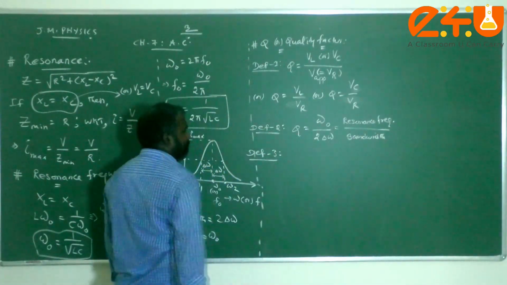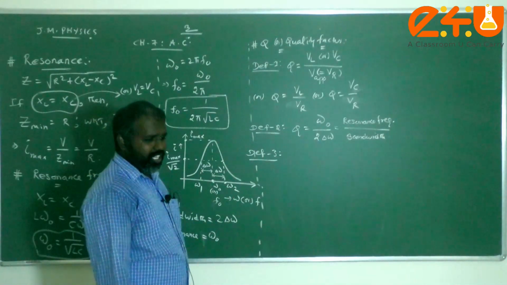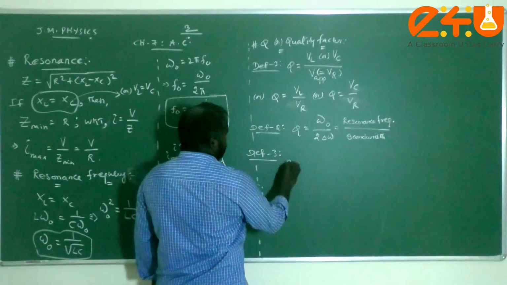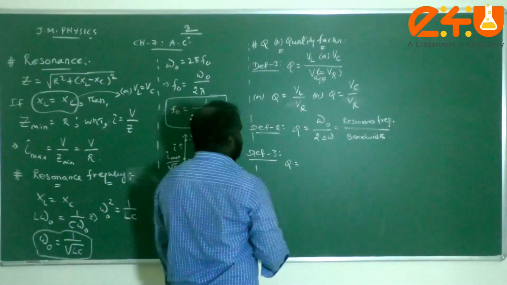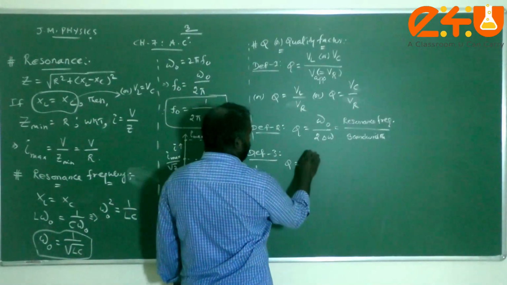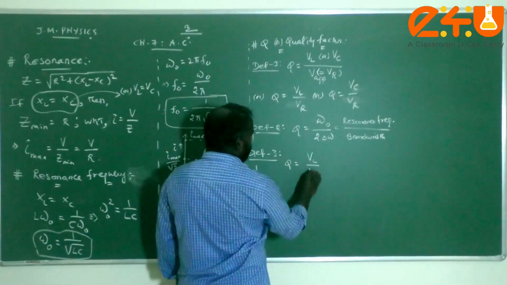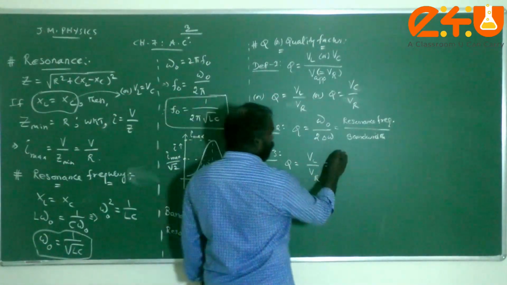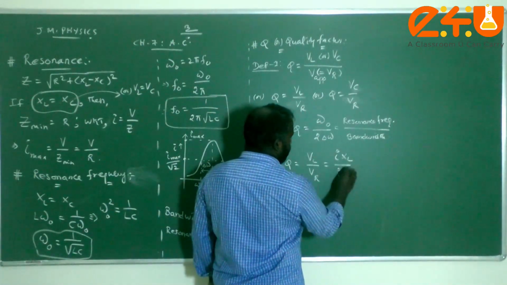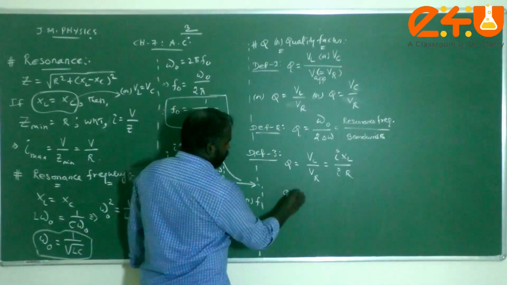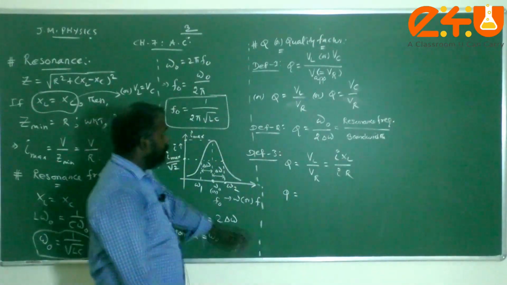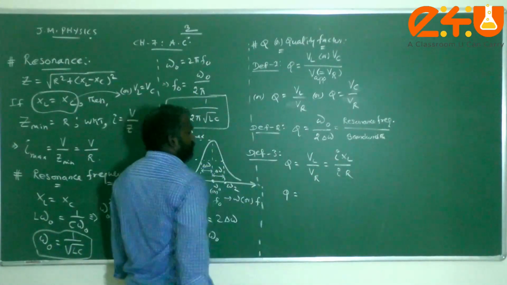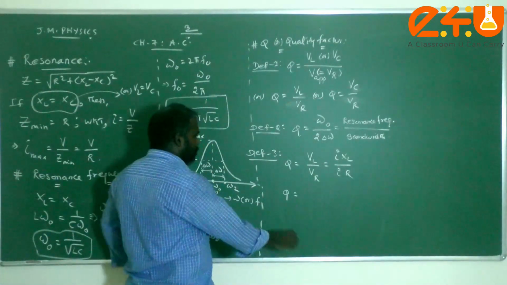Definition 3 I can write in terms of the values of L, R and C. Just take this expression: Q is equal to VL by VR. V is generally I into XL, therefore I into XL divided by I into R. So I gets cancelled out. Therefore, Q is equal to XL by R. The Q factor is defined at the resonance condition, or for any series LCR circuit.